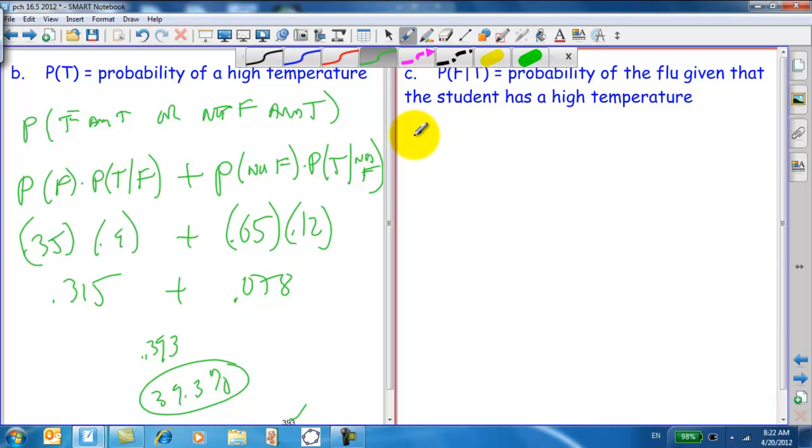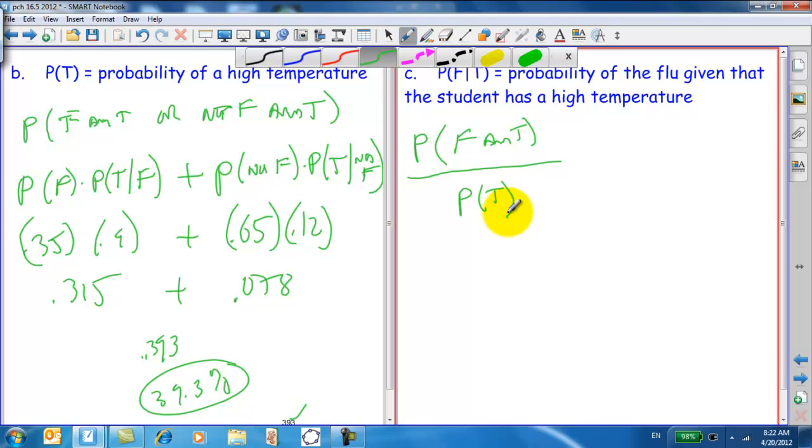Now our next question, the probability of flu given that the student has a high temperature. So that's the probability of the flu and a high temperature over the probability of a high temperature. So we figured out this probability of flu and a high temperature right here. That's 0.315 over the probability of high temperature, 0.315 plus 0.078.